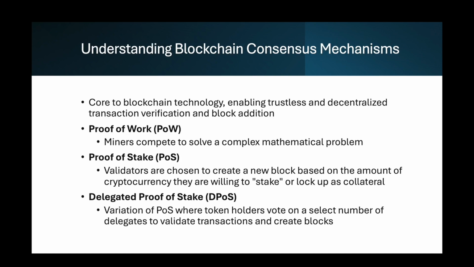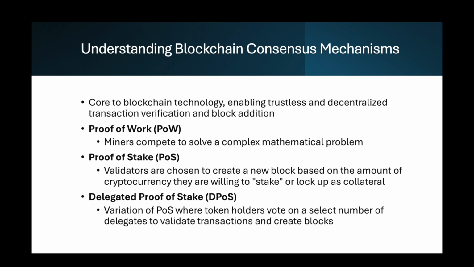Understanding blockchain consensus mechanisms. Consensus mechanisms are core to blockchain technology, enabling trustless and decentralized transaction verification and block addition. Proof of work: miners compete to solve a complex mathematical problem. The first to solve it gets to add the block to the blockchain. This mechanism secures the network but is energy intensive. Bitcoin and Ethereum are prime examples.